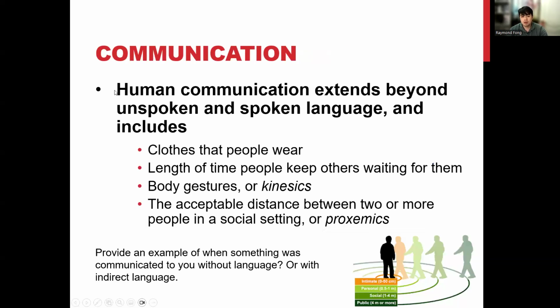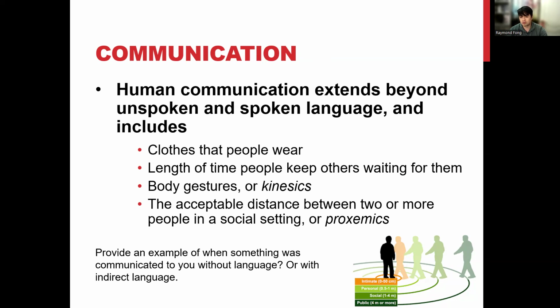Human communication extends beyond spoken languages and includes the clothes that people wear, the length of time people keep others waiting for them, body gestures or kinesics, and finally, the acceptable distance between two or more people in a social setting, or proxemics. I have some funny examples for all these. Even though these might not fall into language in particular, this is still part of linguistic anthropology. It's a way that we communicate that's very different from language.